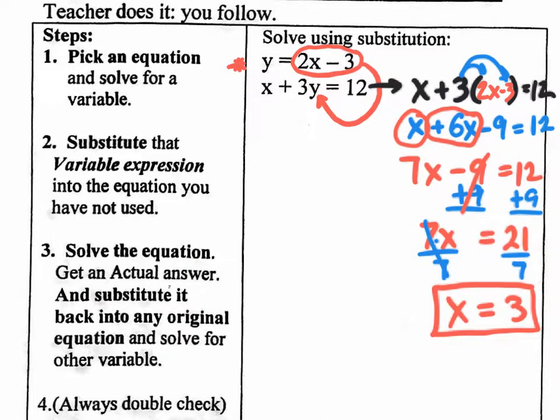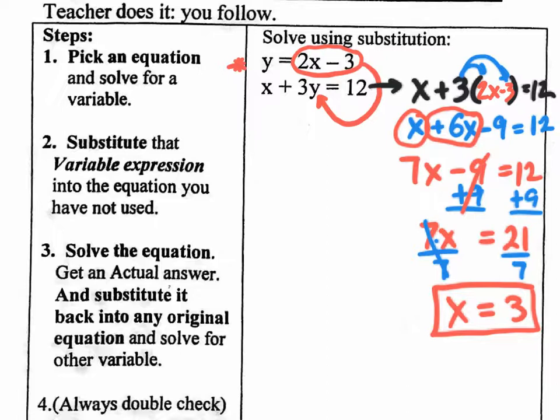Actually, we still need more to step 3. Substitute it back into any original equation and solve for the other variable. You have an answer. If you stop here, you only get half credit. Because remember, a solution to a system is both the x value and the y value that make it a true statement, x and y. So you already have the x, you need the y. And it says right here, substitute it back into any original equation and solve for the other variable.